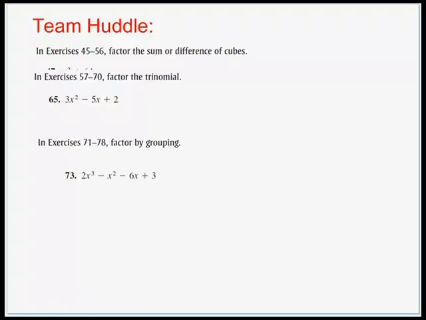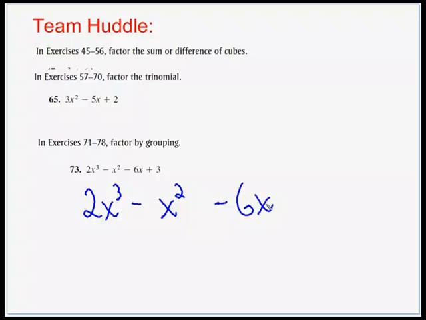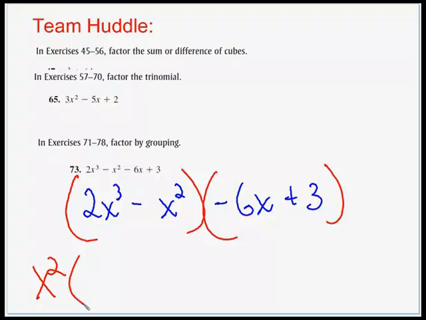Last one, 73. Factor by grouping. So 2x to the third minus x squared minus 6x plus 3. Again, this is a minus, so you've got to be extra careful. I look at it this way. What can I factor out here? Well, I can pull out an x squared, and then you're left with what? 2x minus 1. We had an x squared, we factored it all out, but we need a placeholder. If I wanted to distribute, x squared times 2x would be 2x to the third. X squared times minus 1 would be minus x squared. That 1 is our placeholder.